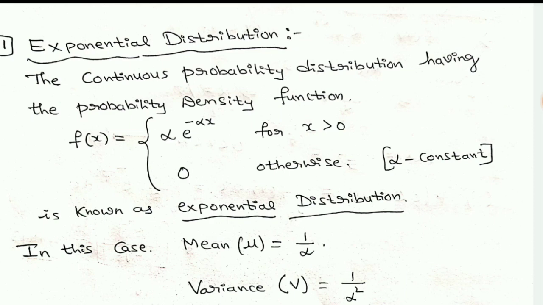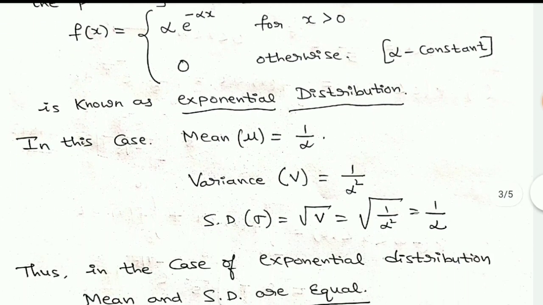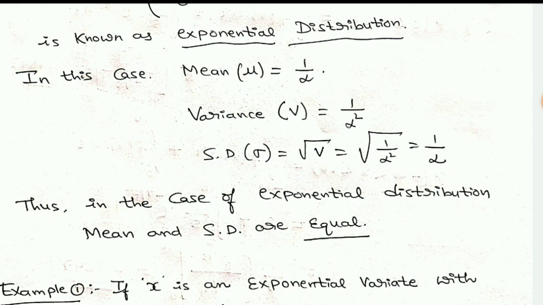Now, again, in the case of exponential distribution also, you have to remember the formula for mean, variance and standard deviation. What is mean? 1 by alpha. Alpha is constant. Variance is 1 by alpha square and standard deviation is square root of variance. So again this becomes 1 by alpha. So what is the observation here? In the case of exponential distribution, the values of mean and standard deviation are the same. Okay. So this is the definition and formula for exponential.